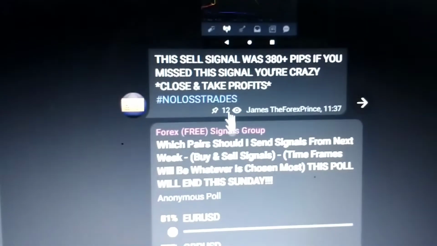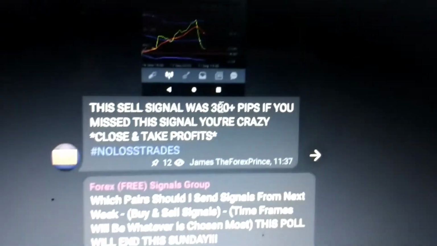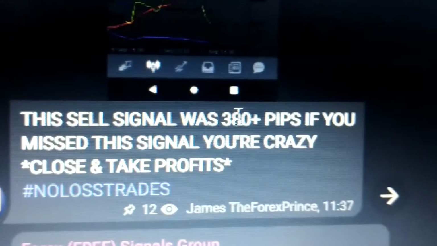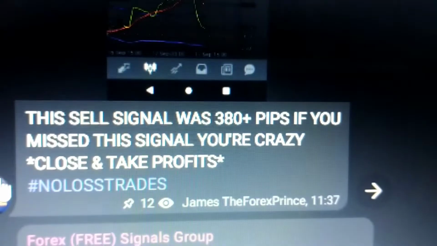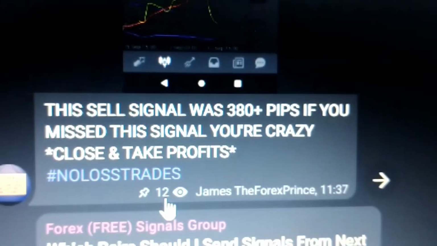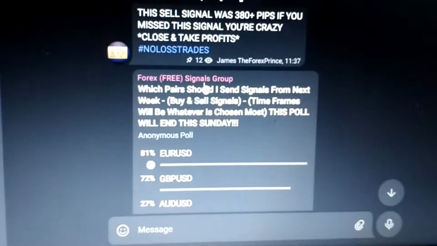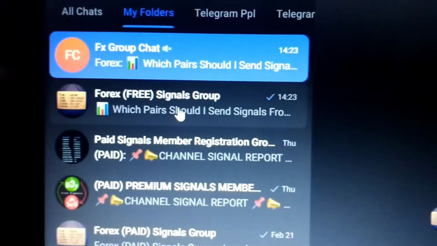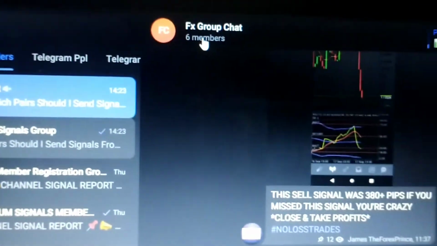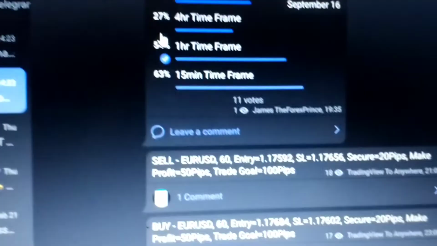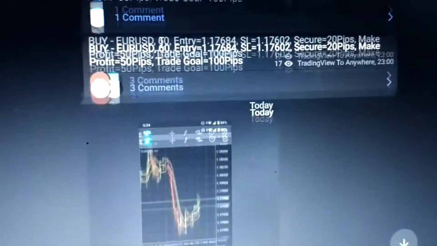See it? Now look. Candle just kept coming down. Just kept crashing. And yup, I gave it to you guys for free. It's crazy. You'd be crazy if you missed this. 380 pips off a sell signal. Only 12 people caught it out of 120 members.